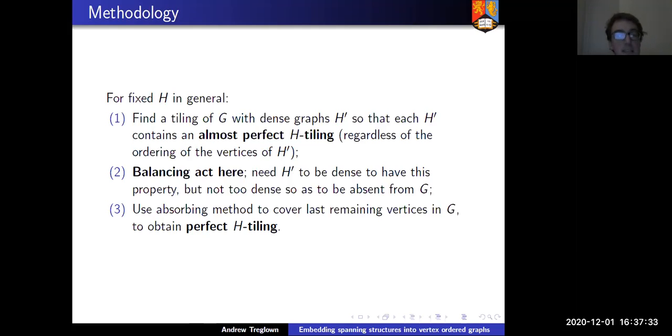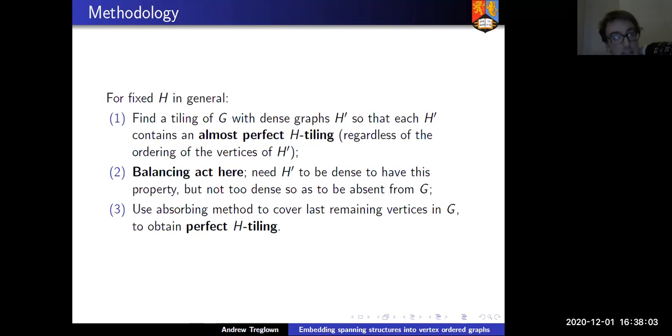But there is a balancing act here, which is what makes it challenging. You need to find these intermediate structures that are not too dense, because you need them to be sparse enough so they exist in your graph, but dense enough to have the property that however you order the vertices, you're still fine. So there is some balancing act here, which I'm not going to go into.